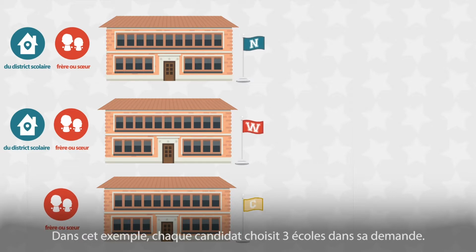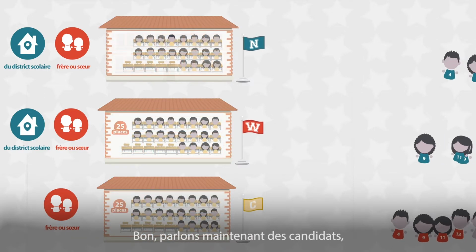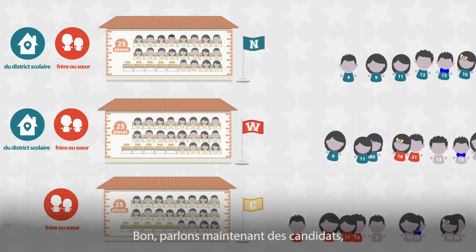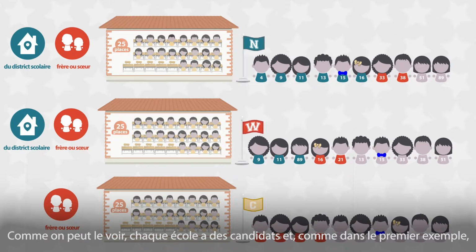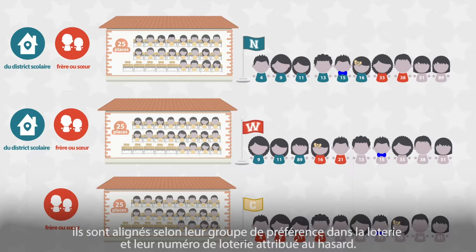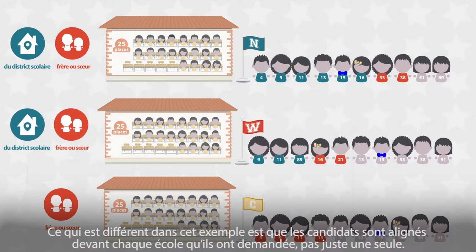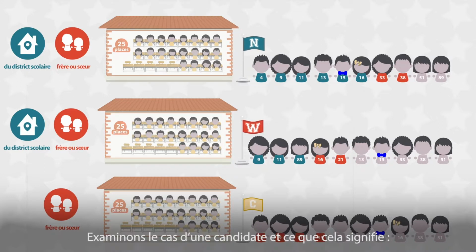In this example, each applicant selects 3 schools on their application. So let's take a look at our applicants. As we can see, each school has applicants, and just like in our first example, they're all lined up in order based on their lottery preference group and their random lottery number. The difference in this example is that applicants are lined up in front of each school they applied to, not just one. Let's look at one applicant to see what this means.